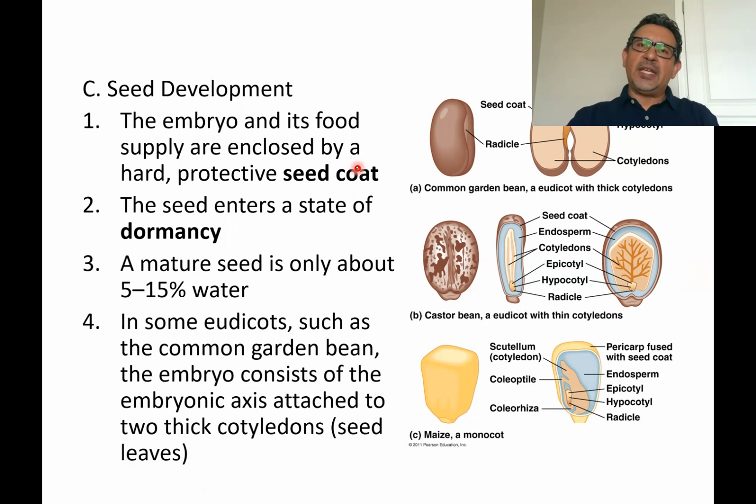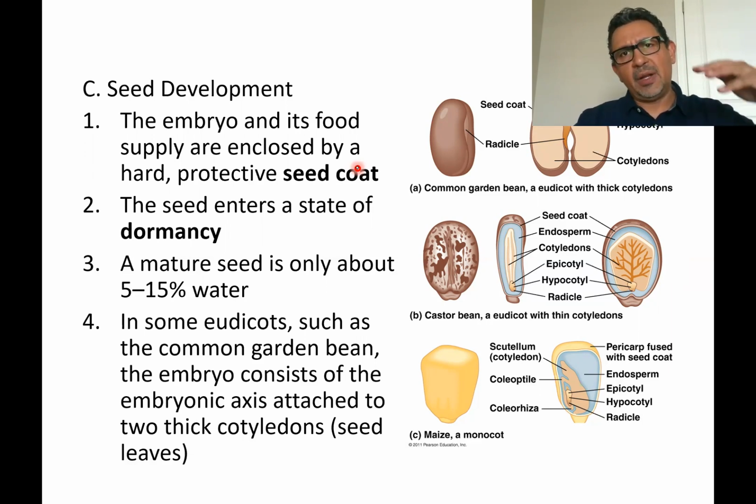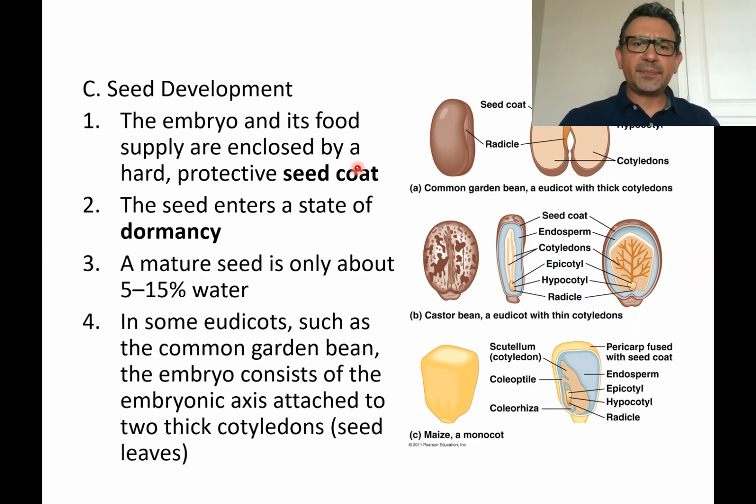Seeds, once they are finished producing, are going to be entering a state of dormancy. During dormancy, the water content of the seed is going to be only about 5 to 15% water. So a seed is something that is relatively dry, and that is okay because the metabolic levels within the cells of the embryo are dropping to a minimum.